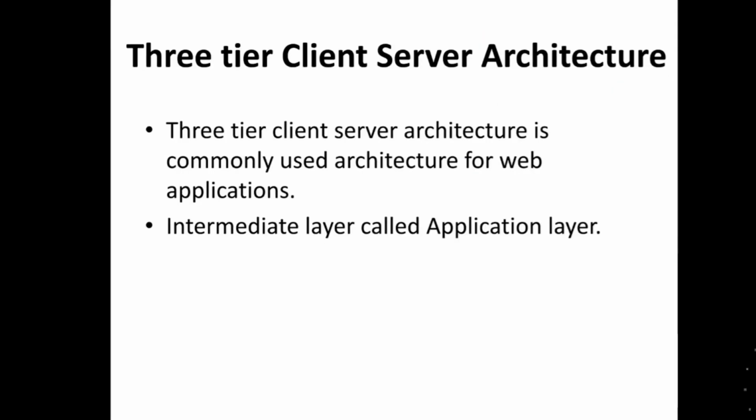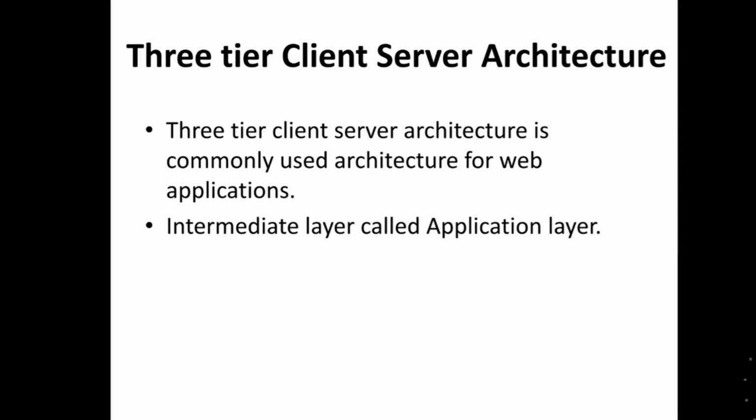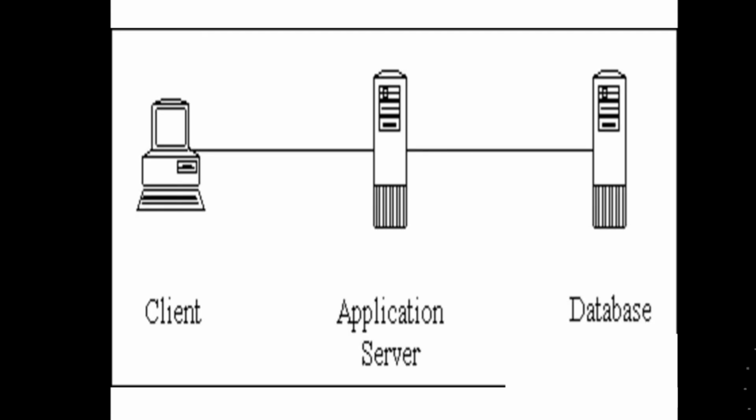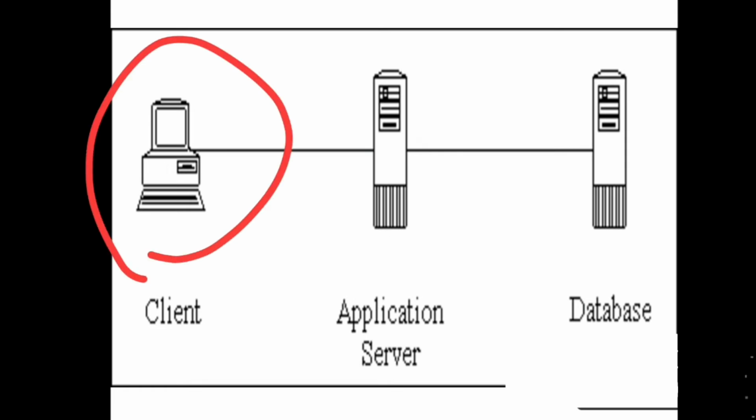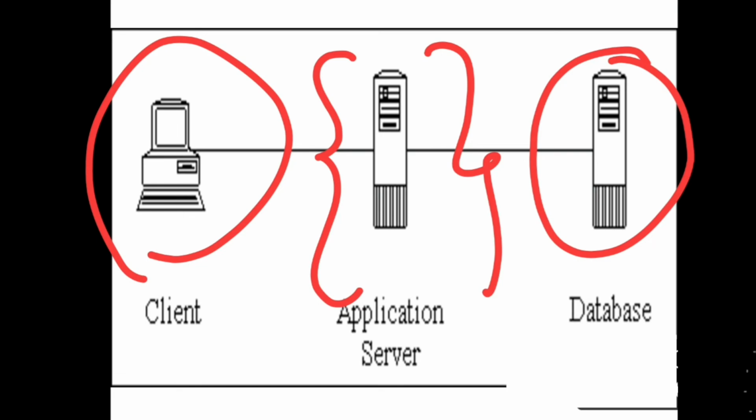For this, three-tier architecture is introduced, where one intermediate layer is involved between the client and the server. This intermediate layer is called the application layer. Now let's understand this with the help of a diagram. Here you can see that this is a client computer, and on the other hand this is a server computer, and here there is one application layer in between the client and the server computer.